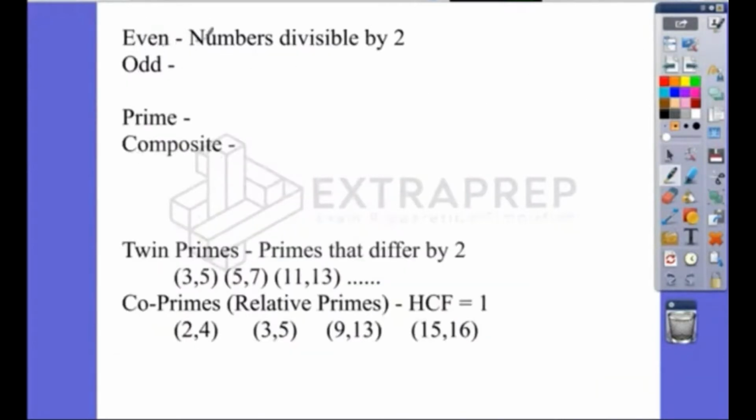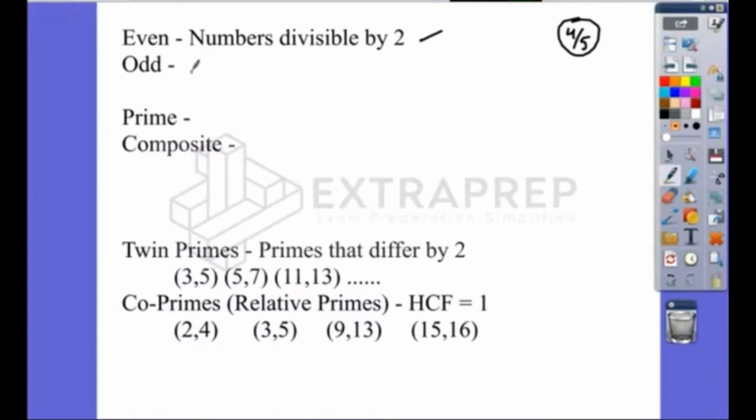Now what are even numbers? Even numbers are numbers divisible by 2. Okay, that we already know. What do you mean by odd numbers? You can never define odd numbers as numbers which are not divisible by 2, because there are many numbers which are not divisible by 2. For example, 4 by 5 is not divisible by 2. It cannot be an odd number, right? So you can't define odd numbers as numbers which are not divisible by 2.